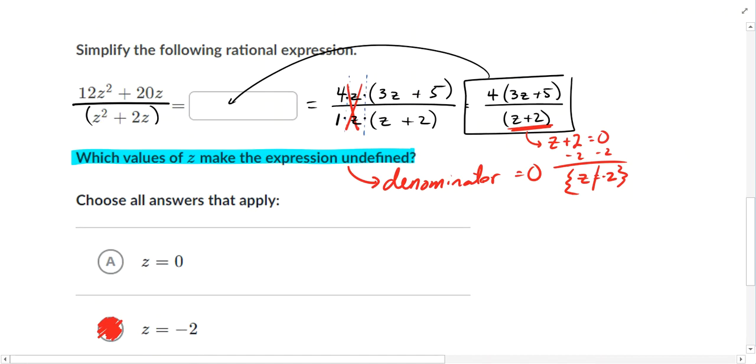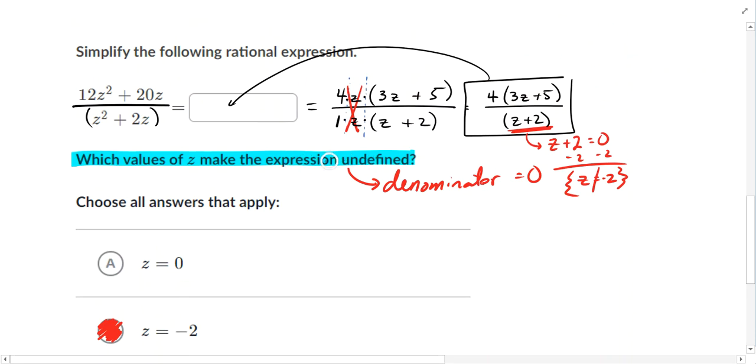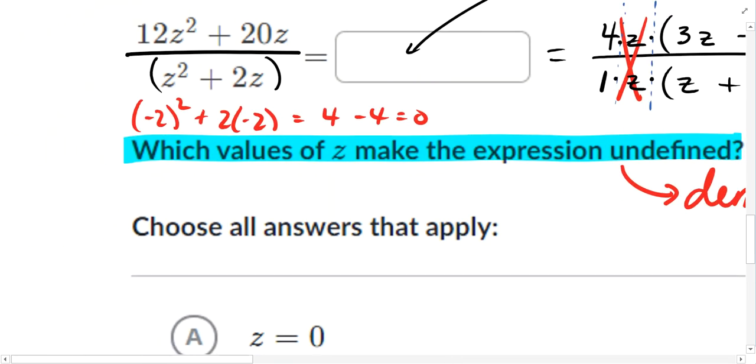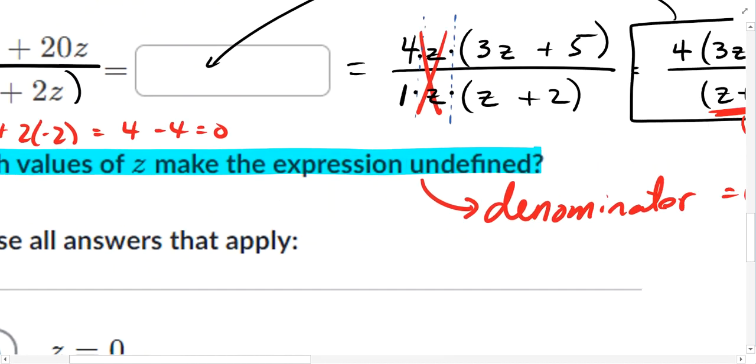But also let's keep in mind that the expression they're actually asking about is this original one back here. And negative 2 is not the only number that would make this expression equal to 0. Negative 2 squared plus 2 times negative 2, well, that's positive 4 minus 4. So clearly, negative 2 makes that expression equal to 0. But also, there's another number.